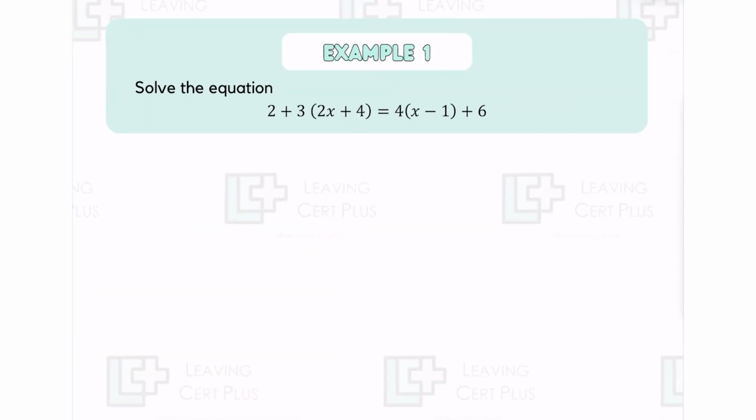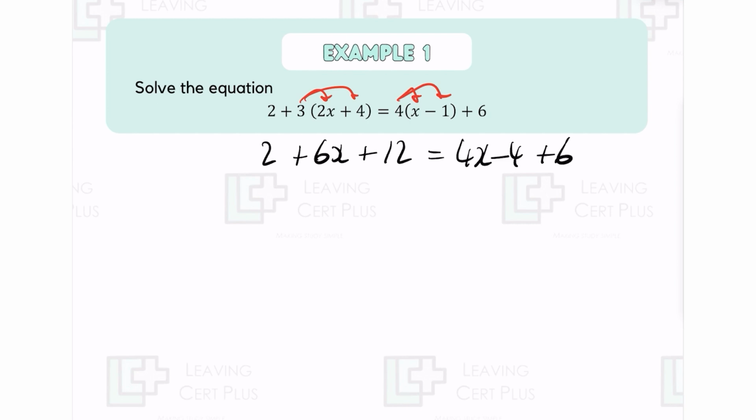So in this question we're asked to solve the equation. The first thing I will do is multiply the brackets, like we learned in lesson 1.1 on how to simplify algebra. So this will leave me with 2 plus 6x plus my 12 equals 4x minus 4 plus my 6. Now we have to simplify both sides of the equation.